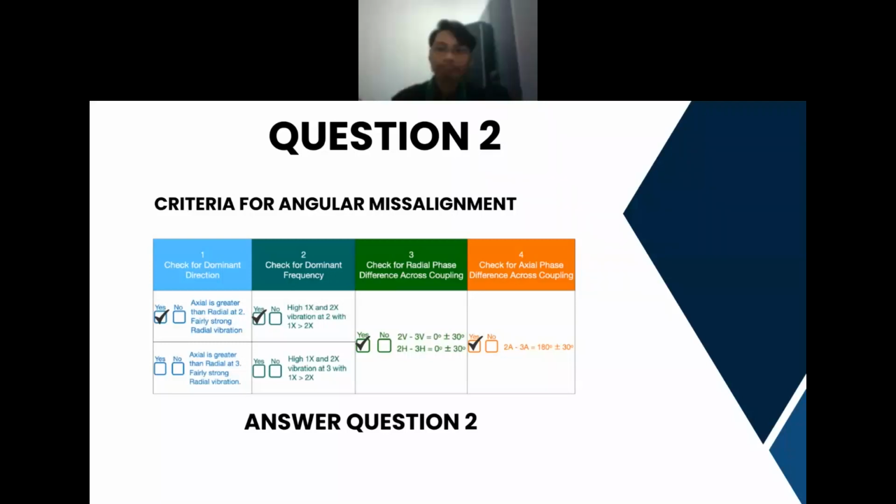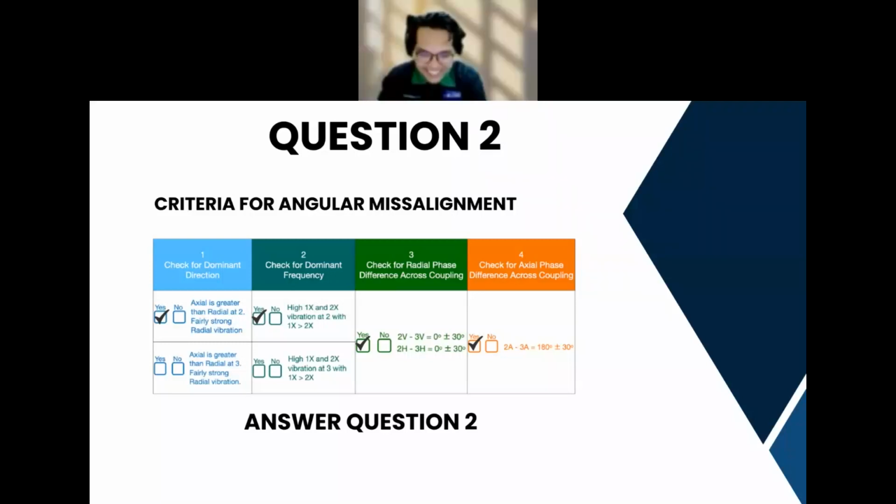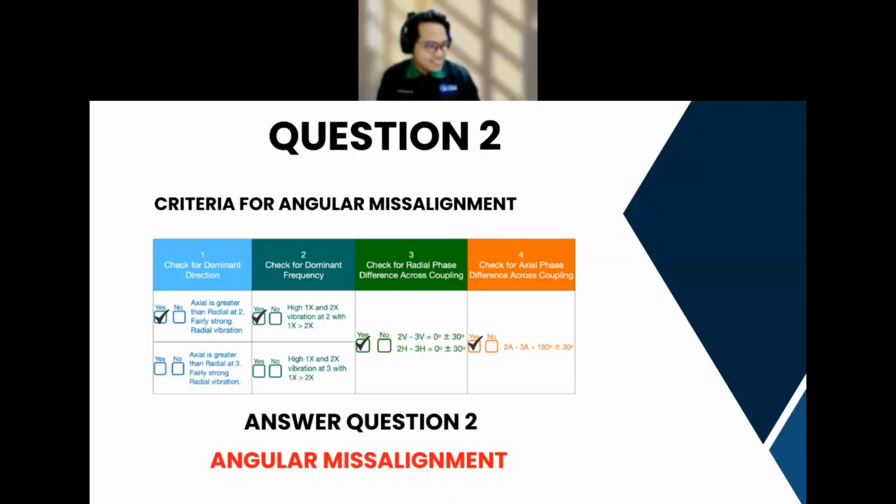I agree with that statement. Yes. So we can check the answer. So this is angular misalignment.